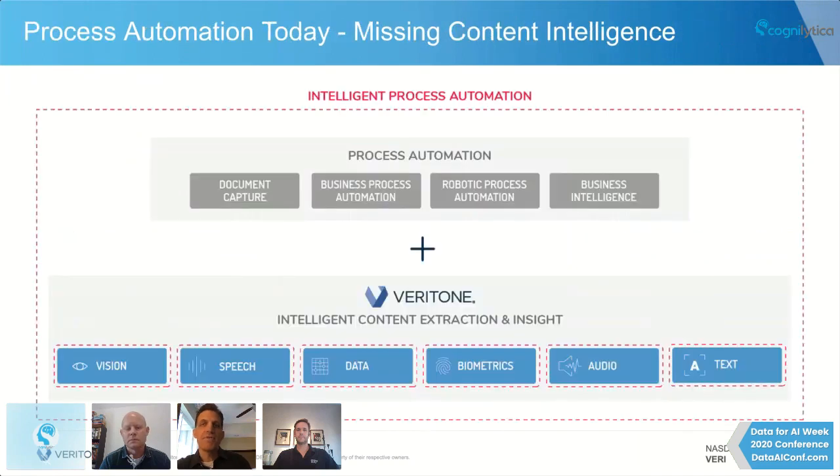So where does Veritone fit within an enterprise's automation ecosystem? Most enterprise automations do a really fine job of automating and analyzing structured data and processes. But when it comes to unstructured content extraction and insight, they fall short. These systems need AI to automatically index and extract the content that we're processing, whether from video, image, audio, text, and data. So Veritone essentially adds the intelligence to your process automation.